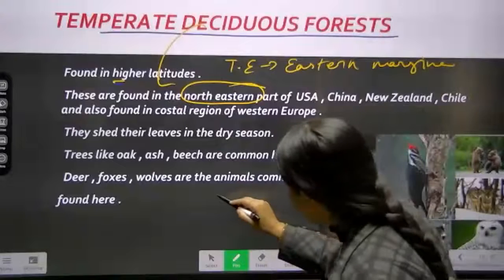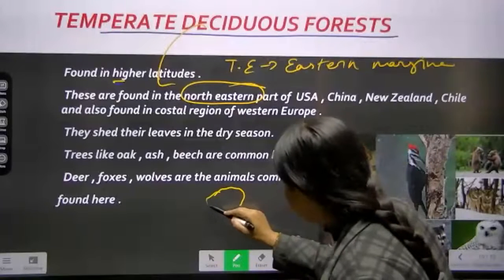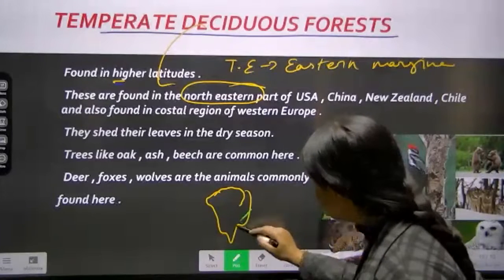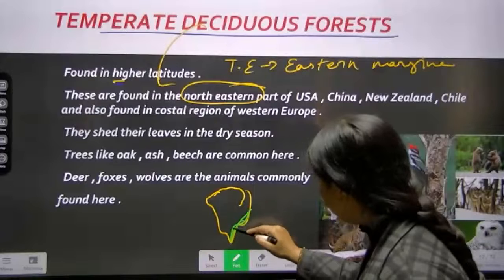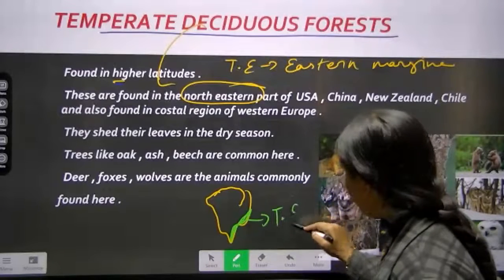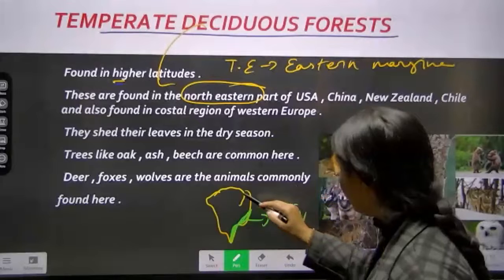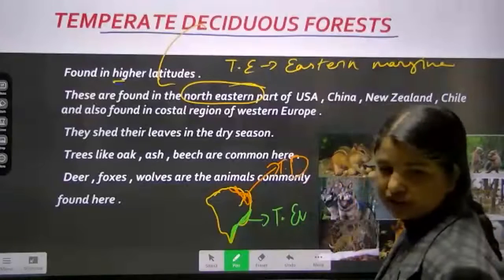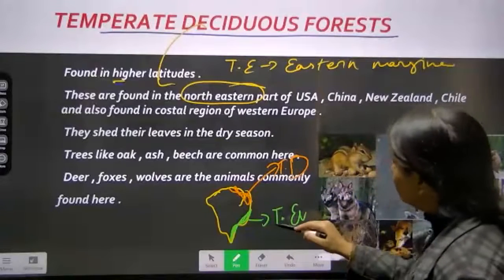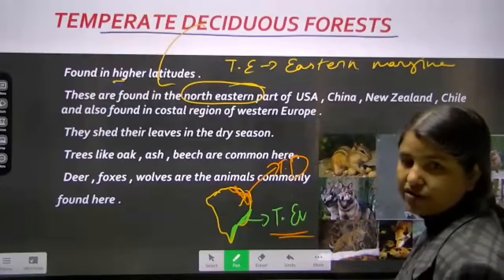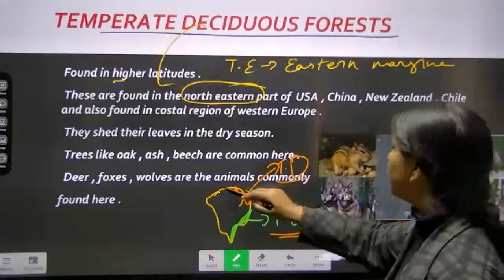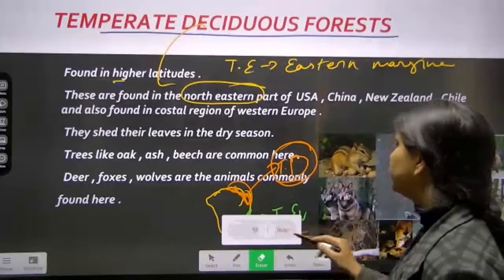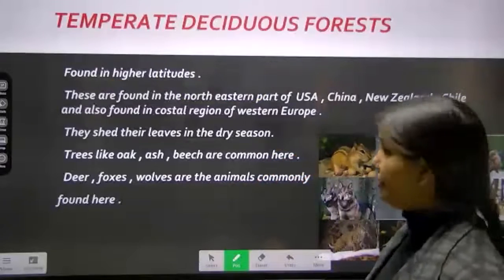If I show you here, suppose this is any continent. In this continent, this is the southeastern part where we find the temperate evergreen forest, and the northeastern part is where we find the temperate deciduous forest. Clear my point? In the southeastern part we find the temperate evergreen forest, and in the northeastern part we find the temperate deciduous forest. Just the opposite of temperate evergreen forest. Look here.